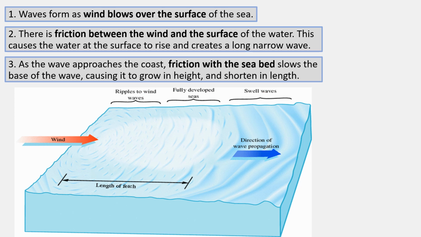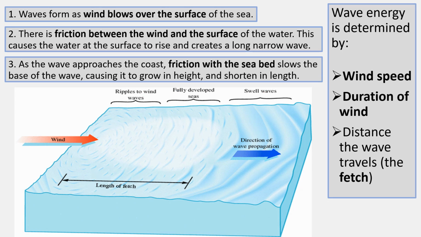So what I need you to jot down for me is what actually determines the power of waves, and we've got three factors. We've got wind speed, so how strong the wind is. The stronger the wind, the stronger the wave. Duration of wind, so the time the wind has been blowing. The longer the wind's been blowing, the stronger the wave.